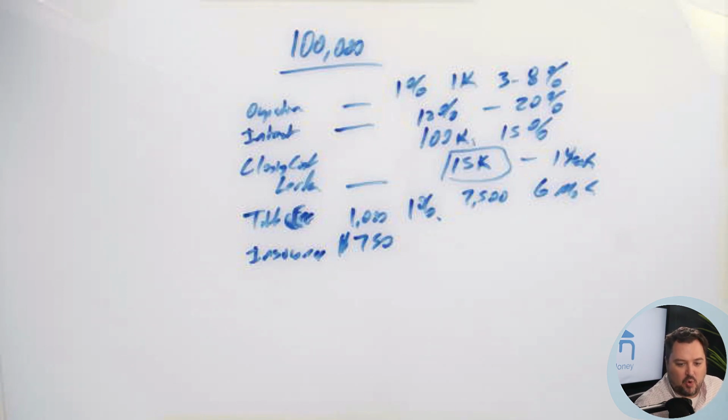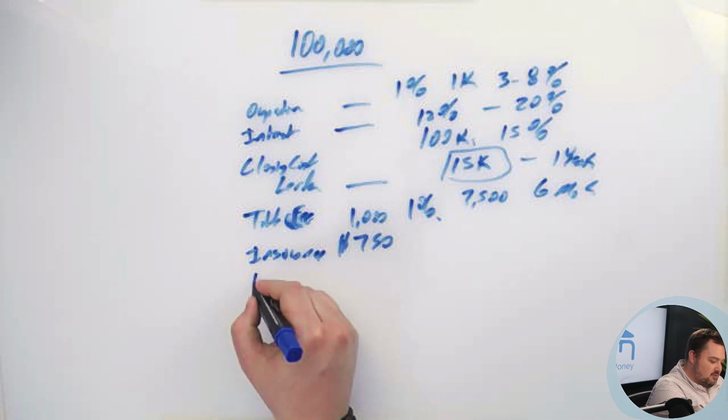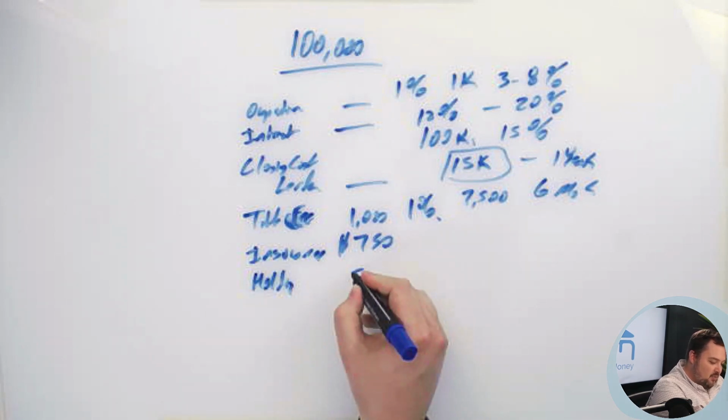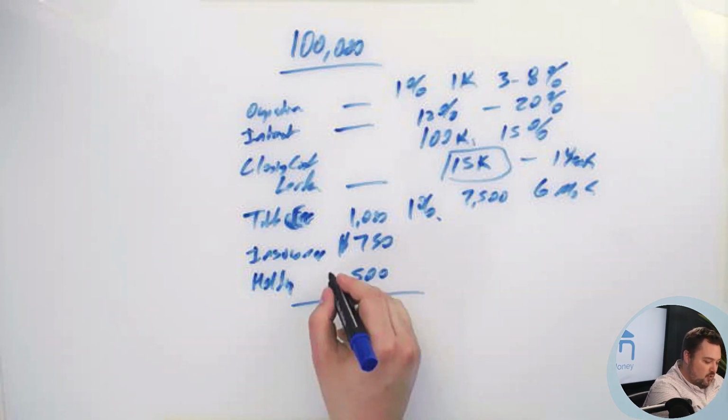You're also going to have some holding costs. This is going to be making sure the utilities are on, making sure you're paying for the garbage pickup, that type of stuff. So you're going to have some holding costs. I typically plan around $500 for your holding costs.